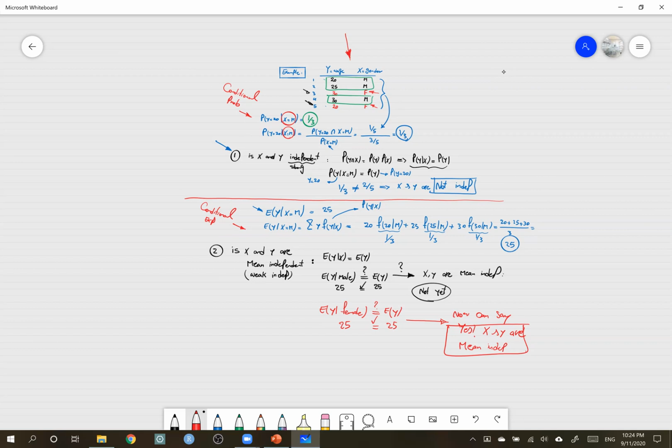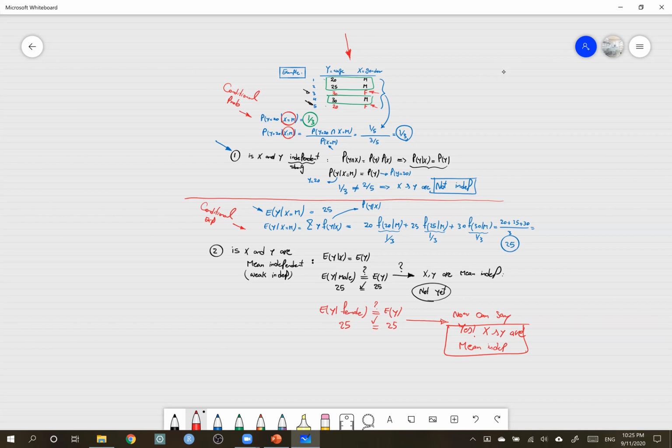However, even though they were not independent in the strong sense, in the bottom part we proved that they are mean independent. It means that the average wage is independent of, regardless of what the gender is. The average wage is the same as the average wage in all the observations, right? So we can say the average of the wage is independent of gender. So this is a definition of mean independence.